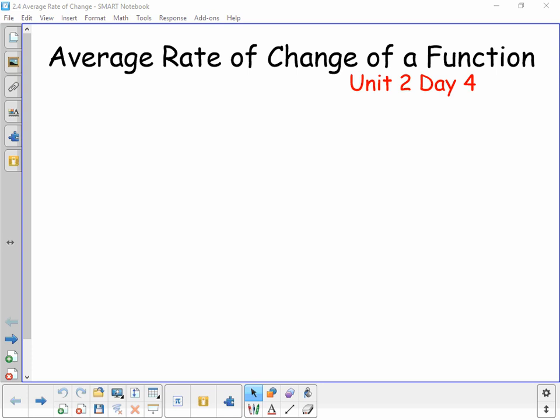All right, this is our last new lesson of the unit. This is Unit 2, Day 4. Our topic today is called Average Rate of Change.